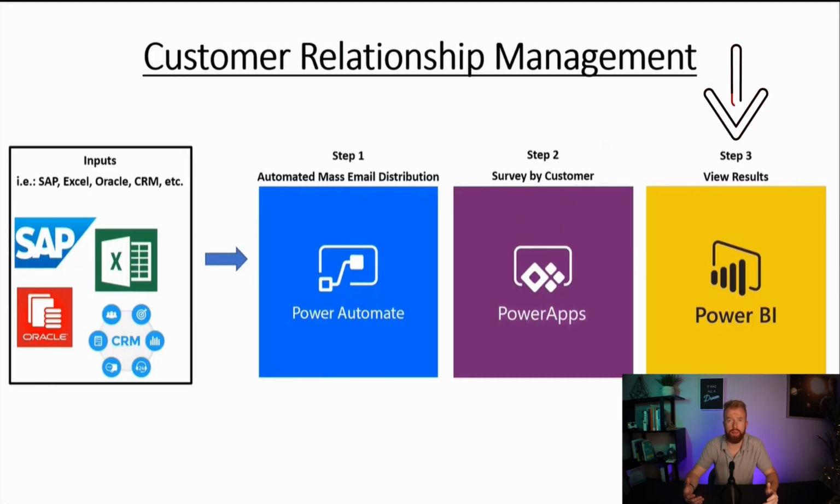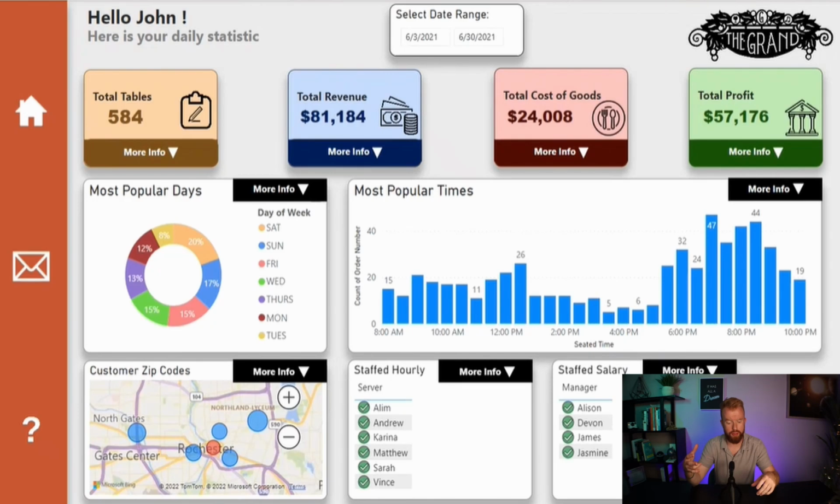Step 3 is Power BI, which is my most exciting tool, one I like the most. On Power BI, you get to visualize the data that you capture. So in this example, I created a fake restaurant in Rochester where we took the data from cash register sales and showed most popular times of day, zip codes where credit cards were used, etc.